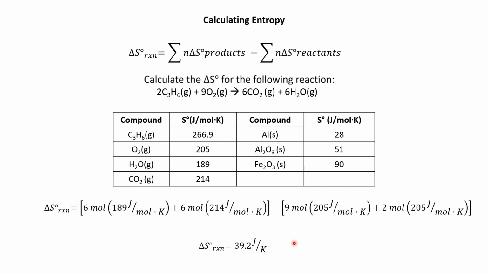There are two common mistakes that I see with these calculations. The first is just reading the table wrong and grabbing the wrong entropy value for the compound you're doing. And the second is forgetting to multiply by your stoichiometric coefficients on your balanced chemical equation.